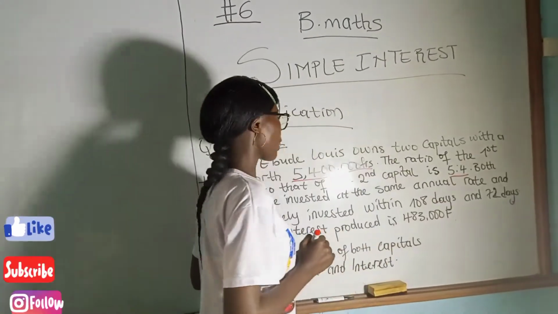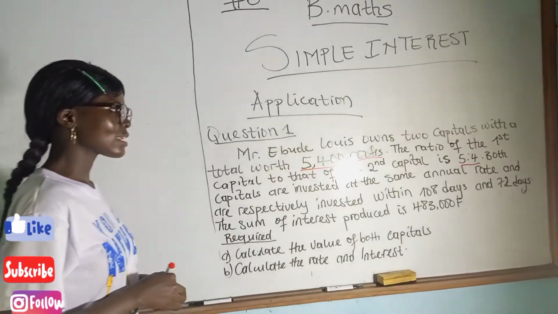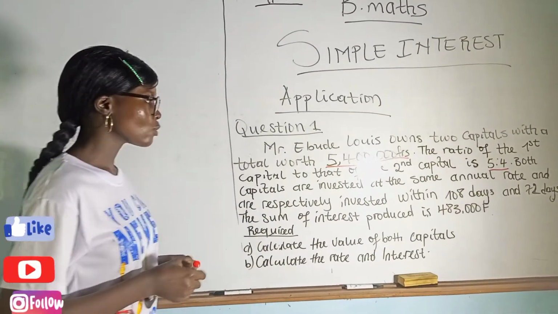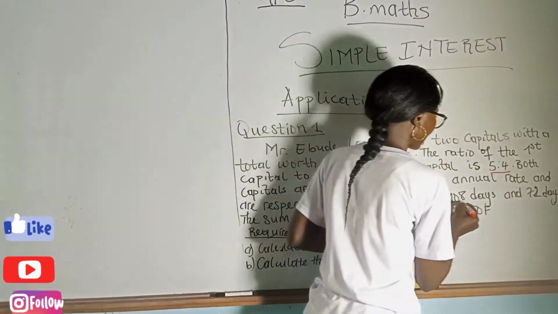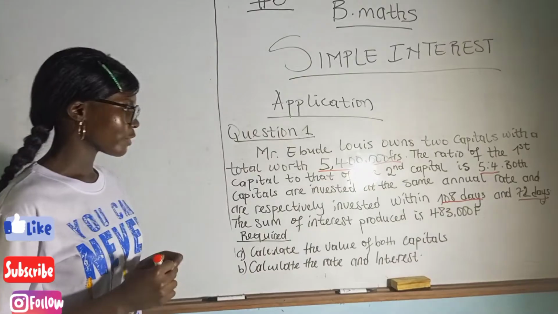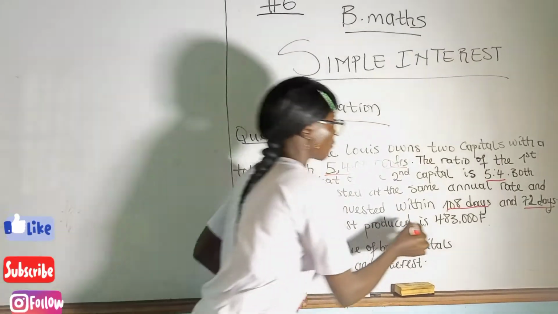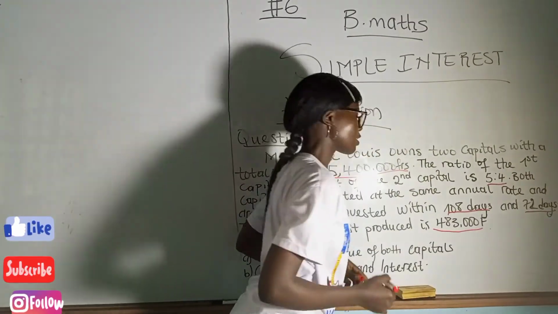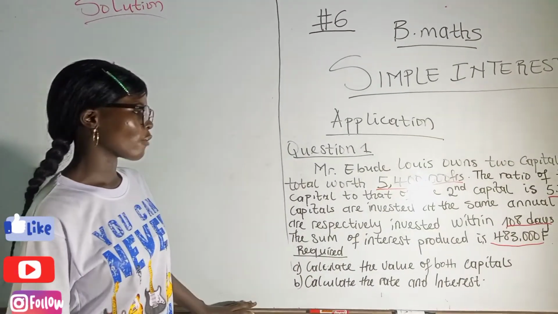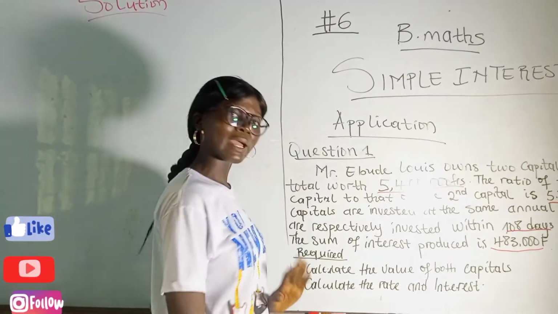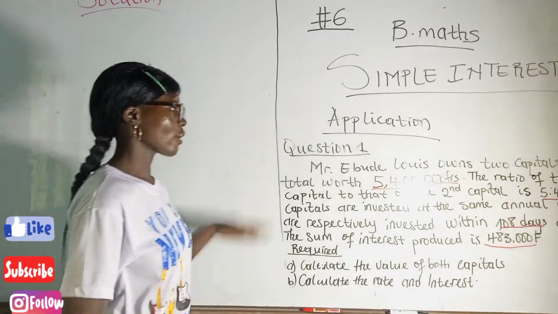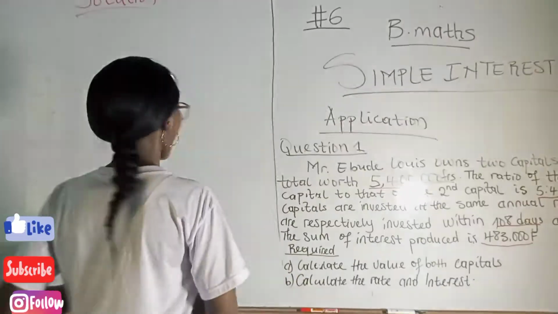Both capitals are invested at the same annual rate and are respectively invested for 108 days and 72 days. The sum of interest produced is 483,000. Required A: calculate the value of both capitals. Required B: calculate the rate and the interest of these capitals.